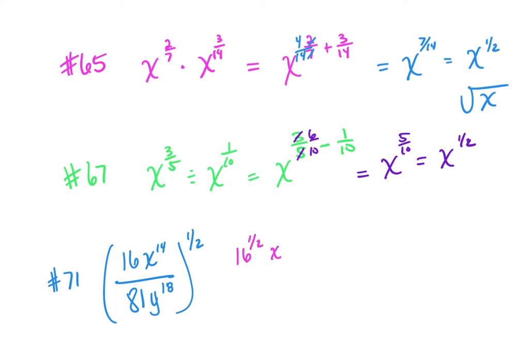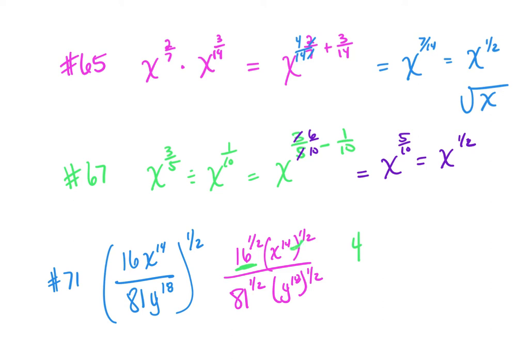x to the 14th, well, we'll do that on the outside. x to the 14th to the 1/2. On the bottom, we have 81 to the 1/2 and y to the 18th to the 1/2, all right? To the 1/2 just means square root, right? So what is the square root of 16? Yeah, so this guy is going to become 4.